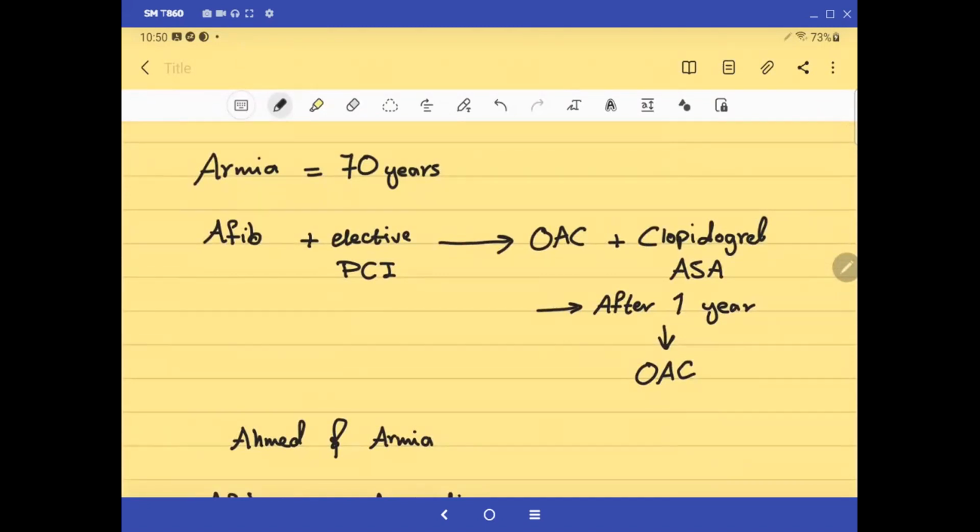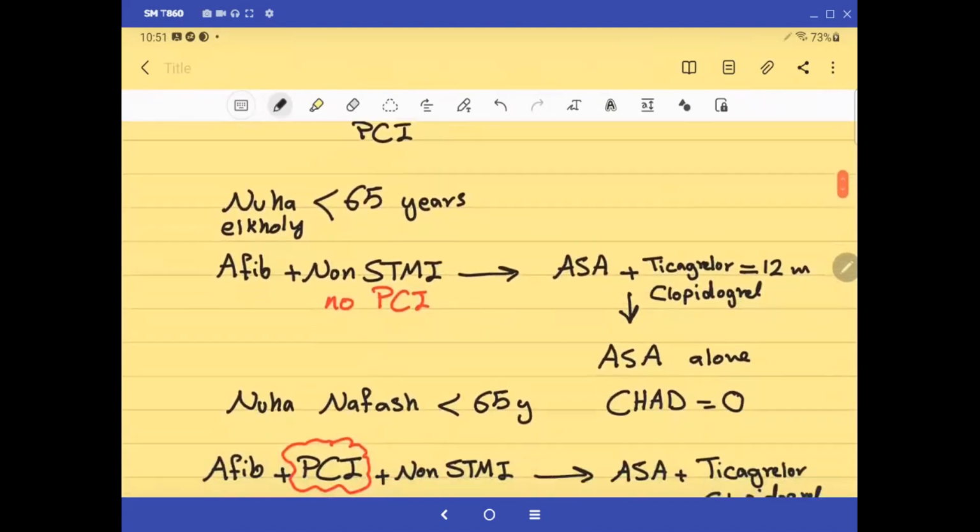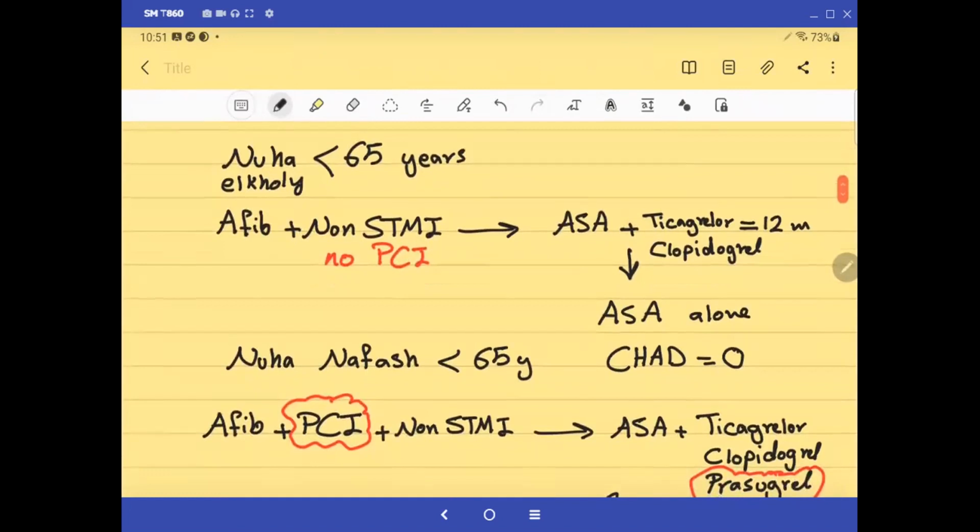Armia, the only difference between him and Ahmed is that his age was higher, 65 or higher. In that case, I didn't give aspirin, I gave oral anticoagulant plus clopidogrel for 1 year, then I stopped the clopidogrel and he stays on oral anticoagulant. This is the first 2 cases together. The other 4 cases were for a patient who has atrial fibrillation, but he has STEMI or non-STEMI.